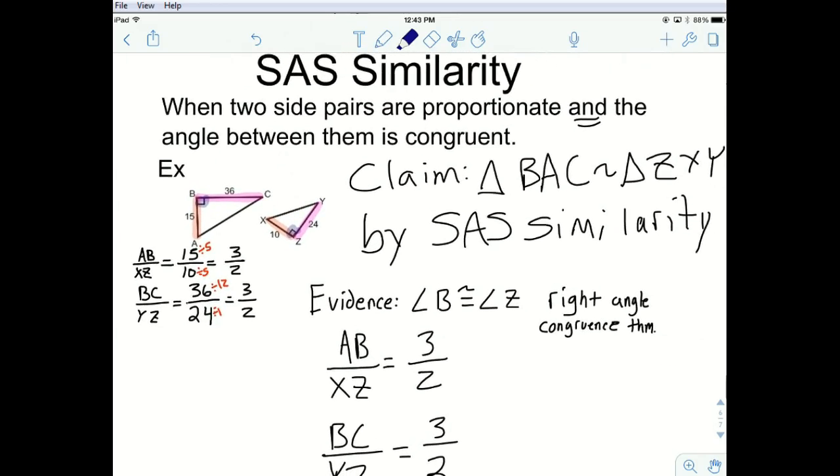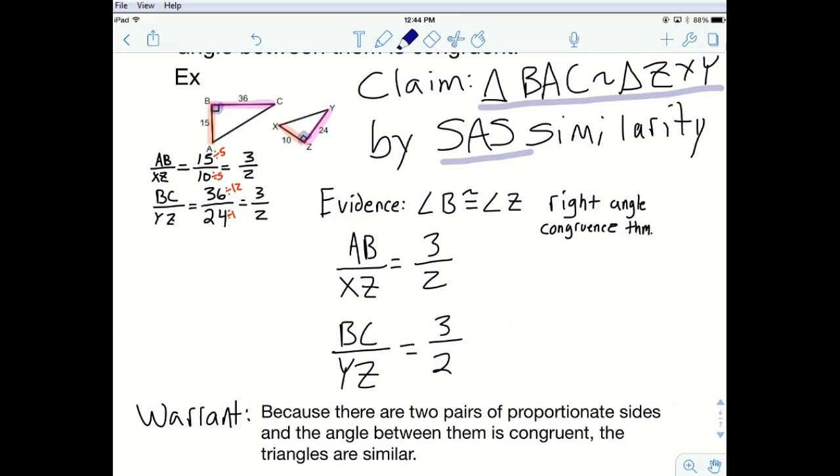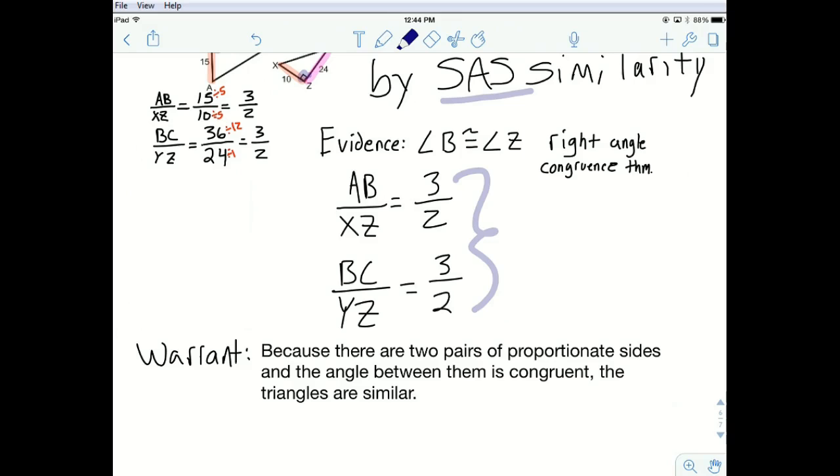So I can write my claim, my theorem I'm using is side angle side, and then I know my evidence needs to go right in there. So right angle congruence theorem is how I know that B and Z are congruent to each other. The ratios are simplified here, 3 to 2, and my warrant is just rephrasing that.